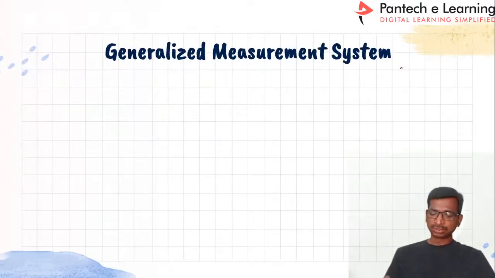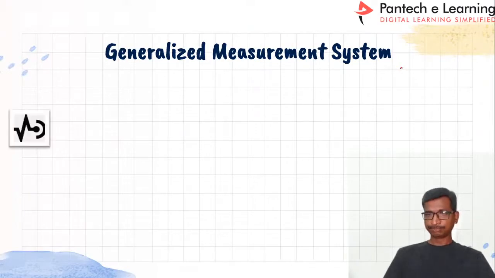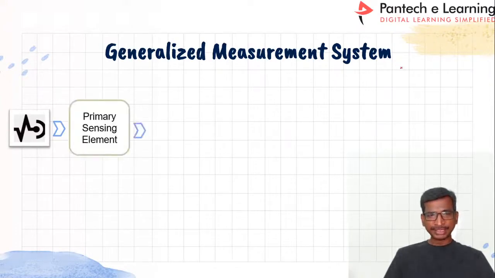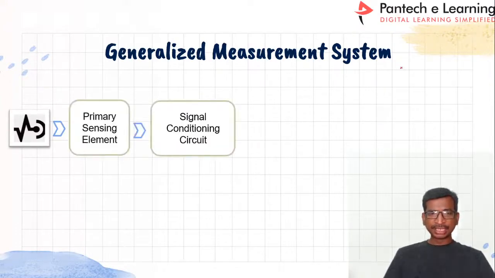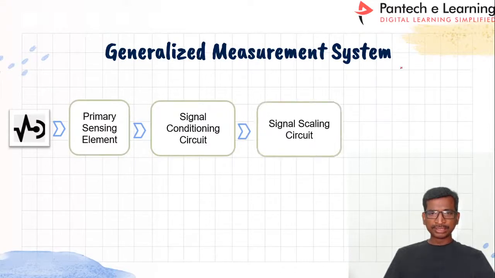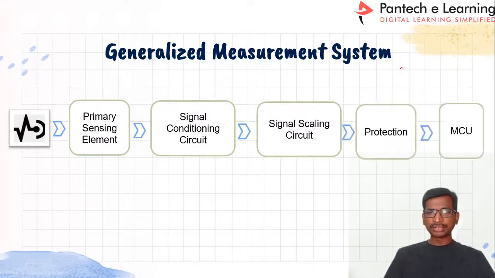So let us take a generalized measurement system. Whatever the sensors, what is the basic block diagram for the measurement system? This is the sensor input, the primary sensing element, the signal conditioning circuit, and the signal scaling circuit. Either you can upscale or downscale the parameter, and finally we add the protection circuit and connect to the microcontroller. See here in this block diagram, this is the heart of the plant.